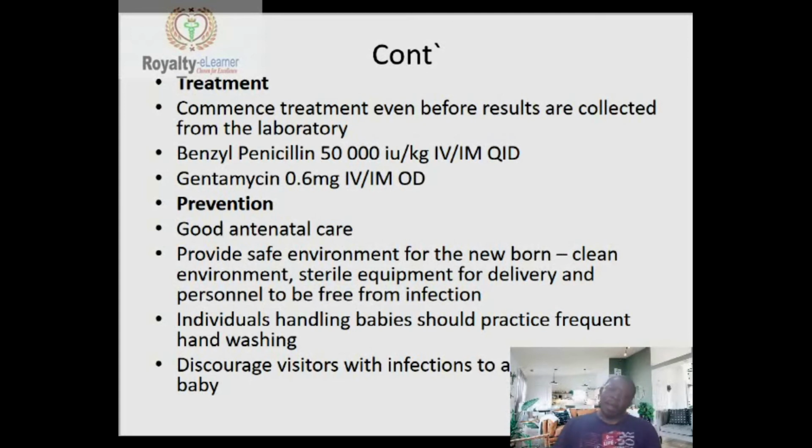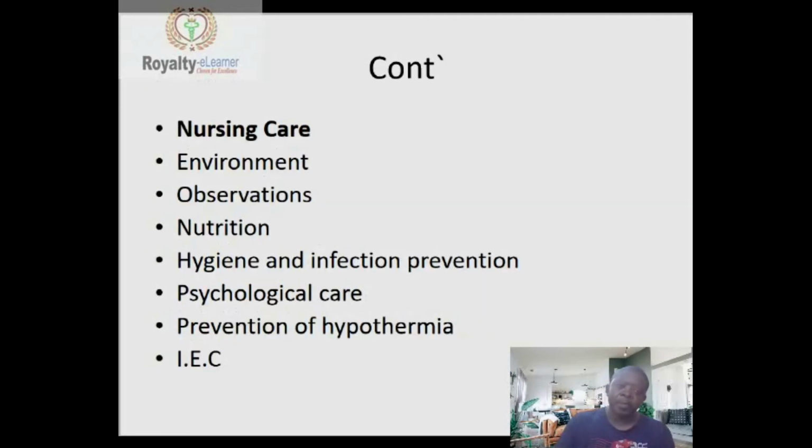So now, away from diagnosis and treatment, let us now look at the nursing care. In the nursing care, some of the points that we can talk about include prevention. Under prevention, we are saying good antenatal care, because there's some infection that can come from the mother prenatally to affect the baby. We can provide a safe environment for the newborn, clean environment, sterile equipment, and the likes to prevent infection during delivery. We can discourage visitors with infections from attending to the baby.